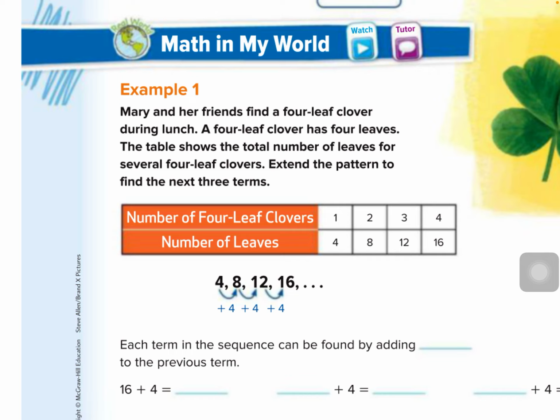I used to look for 4-leaf clovers all the time when I was your guys' age. I actually found one too. Anyway, back to the math problem.